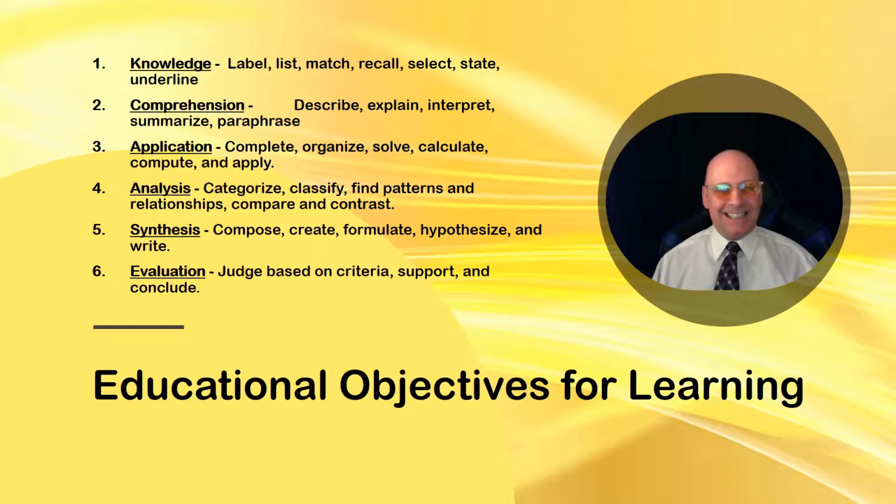Number 5 is synthesis. This is the ability to compose, create, formulate, hypothesize, and write. And number 6, evaluation. This is the ability to judge based on criteria, to support and conclude. These are the educational objectives for learning.